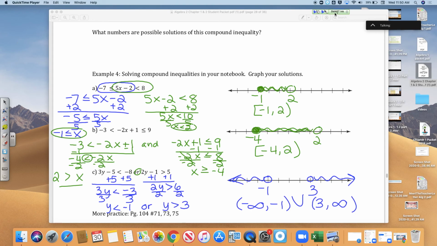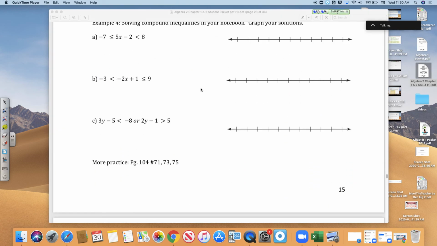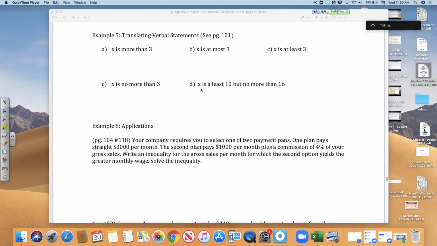Okay, on the next page, we are looking at translating verbal statements and then using these problems to try some applications. So what I want you to try to do is go through A through D and try and figure out what these verbal statements would be in inequality form. And if you're feeling up for it, try the applications.